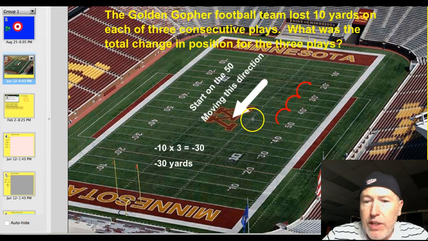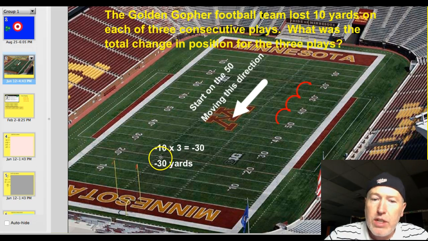Well, let's take a look at it. If they started on the 50-yard line and they're moving this direction, and they lose 10 yards, they're back to the 40, and they lose another 10 yards, they're back to the 30, and another 10 yards, they're back to the 20. We can look at this in a number sentence saying that it's negative 10 yards times 3 plays equals a negative 30, or a negative 30 yards. This is an example of working with negative numbers and multiplying negative integers.